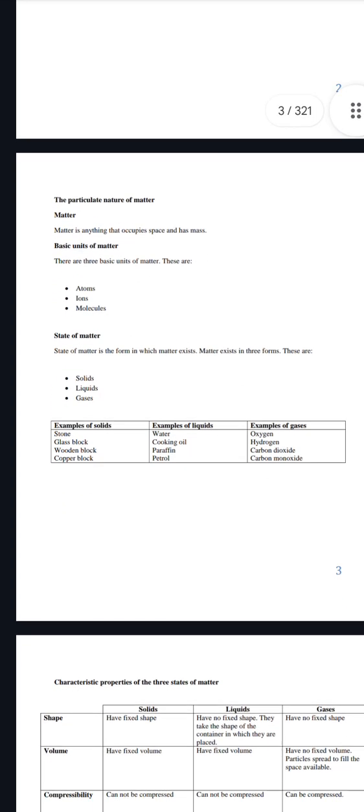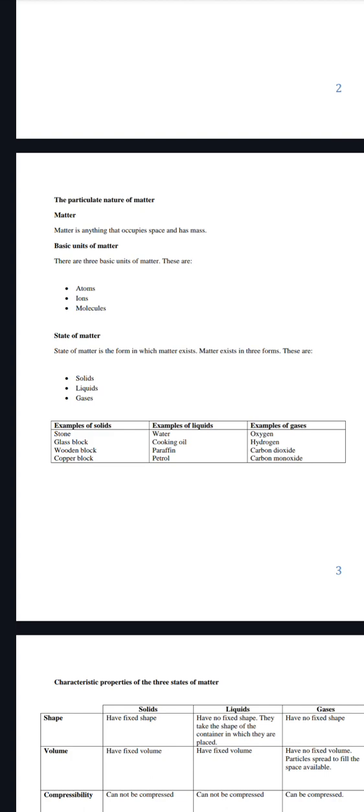Now we have the basic units of matter. Matter is made up of atoms, ions, as well as molecules. Atoms you can find in gases that do not react. An example is the gases found in group 8 of the periodic table. Then ions can be found in solids, specifically salt, common salt.